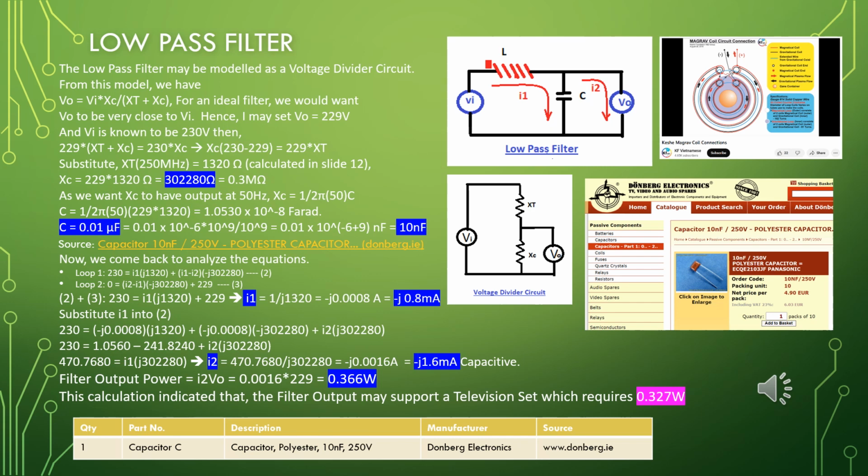Future output power equal to I2 times VO equal to 0.0016 times 229 equal to 0.366 watt. This calculation indicated that the filter output may support a television set which requires 0.27 watt operating consumption.